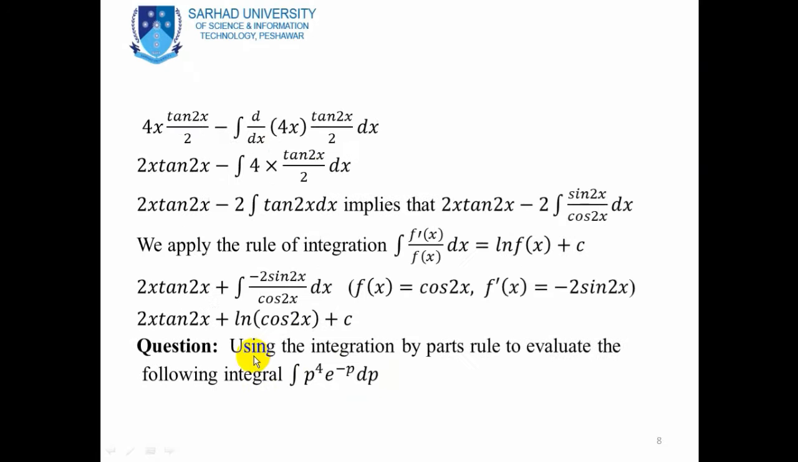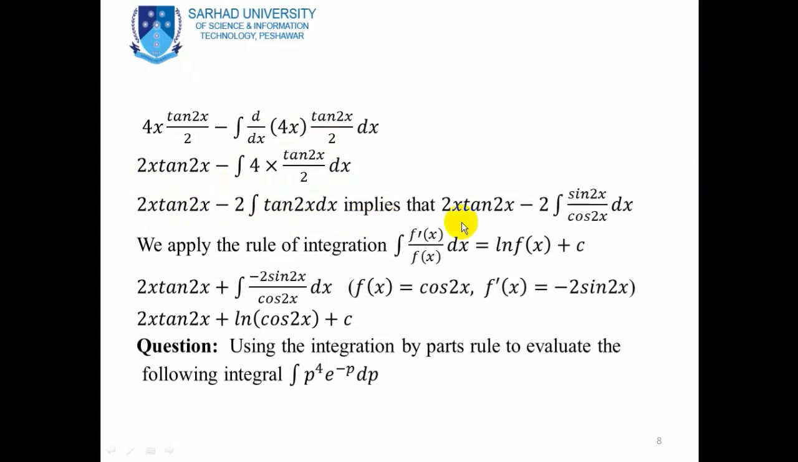Write the first function as it is: the integration of secant square 2x is equal to tangent 2x divided by 2, minus the whole integration of the derivative of 4x and the integration of the second function, which is tangent 2x divided by 2. Now the derivative of 4x is equal to 4, and tangent 2x divided by 2 as it is. Now again the integration of tangent 2x with respect to x.